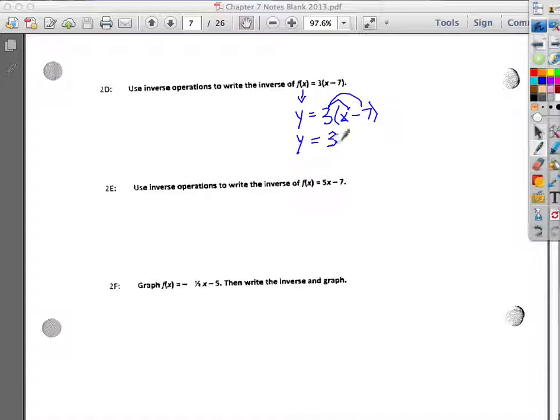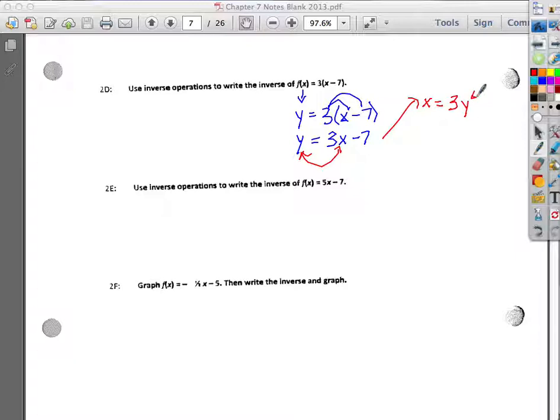Notice I'm still in the blue, because I have yet to address the inverse piece. Now I shall do so. Switch those two. Boom goes the dynamite. So let's pull it up here. You would have then x equals 3.